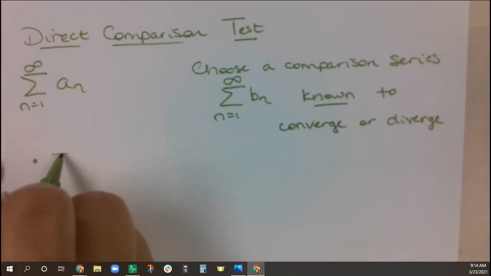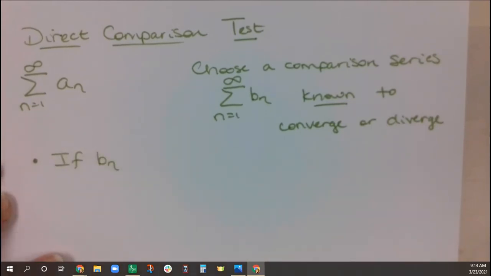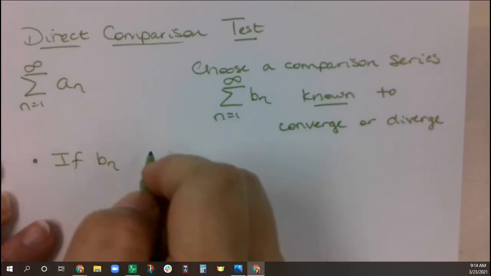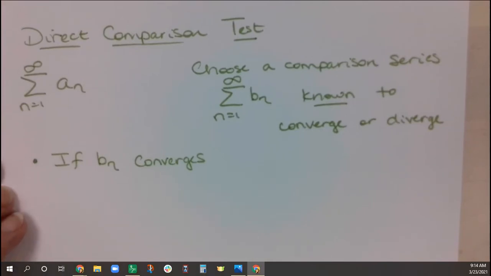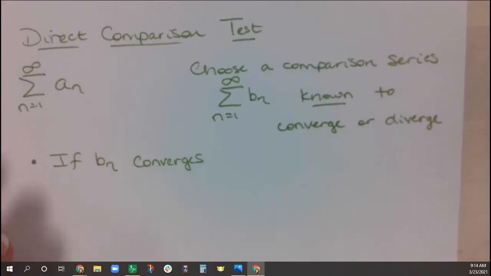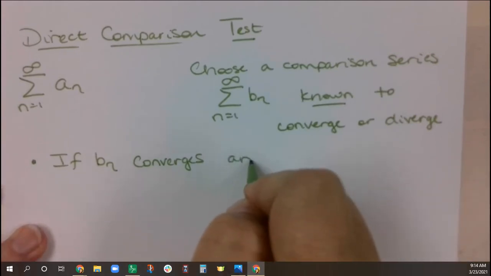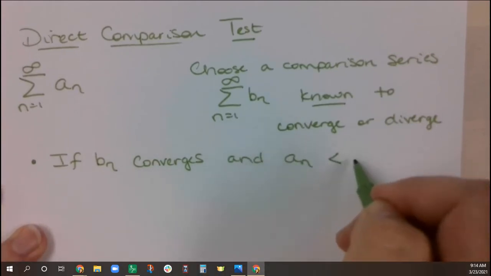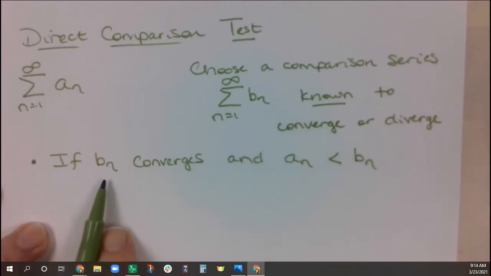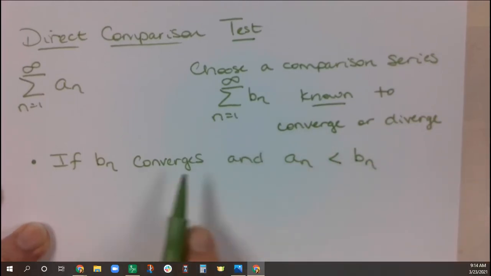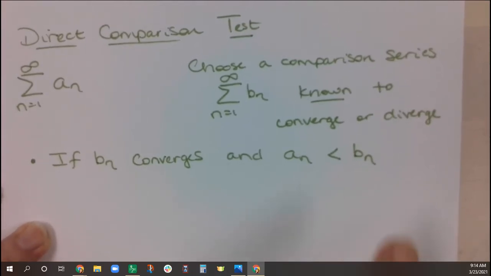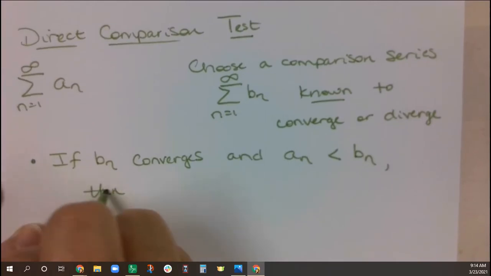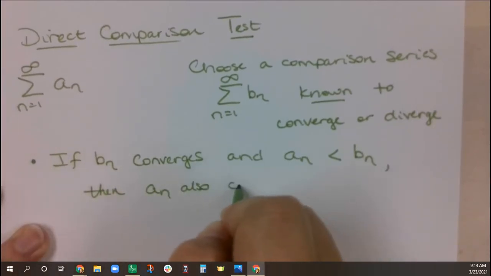Here's what direct comparison says. If our comparison series B sub n converges, that means that the terms of that series approach 0 quickly, and A sub n is smaller than B sub n. So if B sub n is converging and A sub n is smaller than that, that means that it's also going to approach 0 even faster than B sub n because it's closer. Then A sub n also converges.